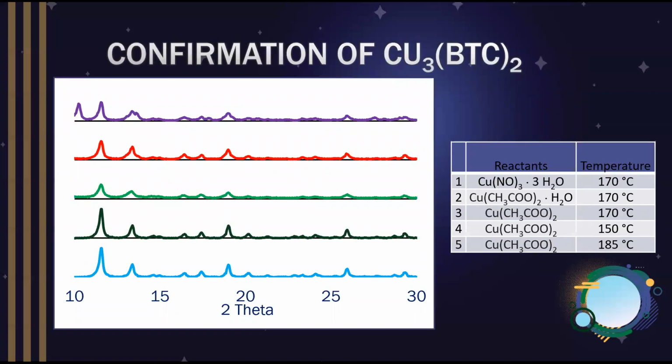In order to confirm copper BTC, we used X-ray diffraction, or XRD. Going from top down, we have our copper nitrate sample, our copper acetate monohydrate sample, our copper acetate sample at 170 degrees, our copper acetate sample at 150 degrees, and at the bottom is our copper acetate sample at 185 degrees.